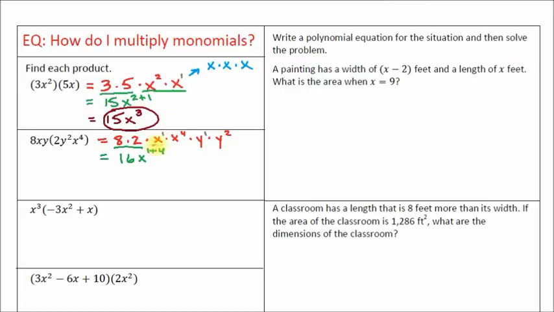So these two terms, the x to the first and x to the fourth, can be combined with multiplication, and the y to the first and y to the second can be combined. So this is 16 times x to the 1 plus 4 times y to the 1 plus 2. So our final answer is 16x to the fifth y to the third. There's our final answer. Let's do another one.